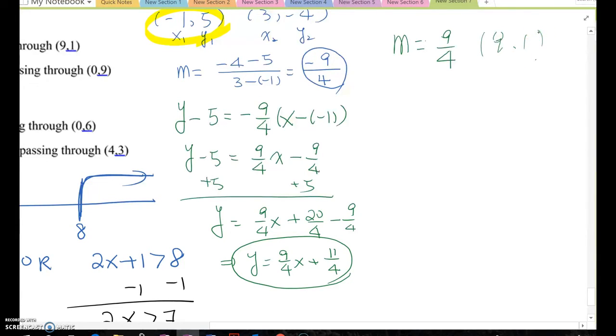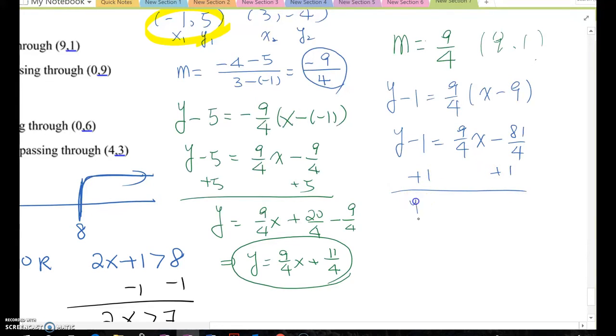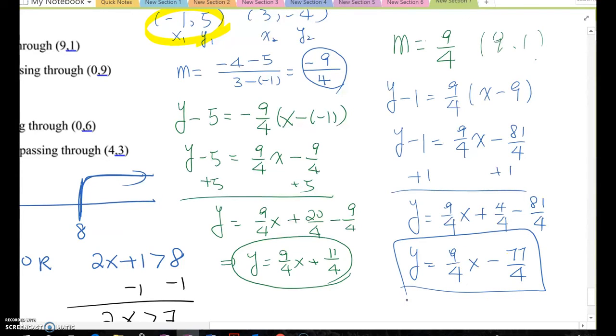Based on this, we can also utilize the point-slope formula. Then we can find the equation of the line. So y minus 1 equals negative 9 over 4 times x minus 9. Then y minus 1 equals negative 9 over 4 x plus 81 over 4. Now you plus 1 to both sides. Then y equals negative 9 over 4 x plus 4 over 4 plus 81 over 4. Therefore y equals negative 9 over 4 x plus 85 over 4. That will be the parallel line equation.